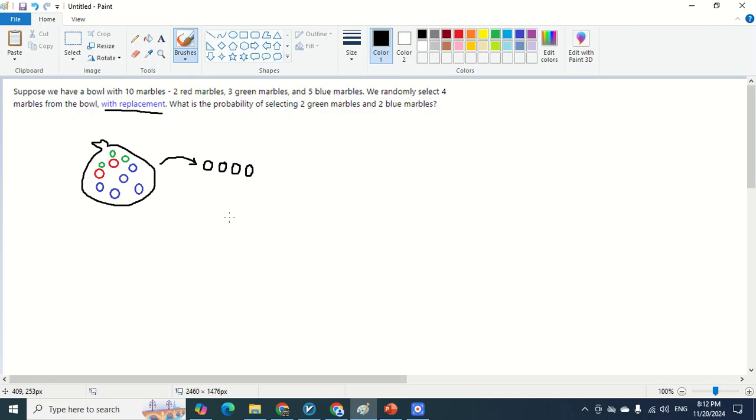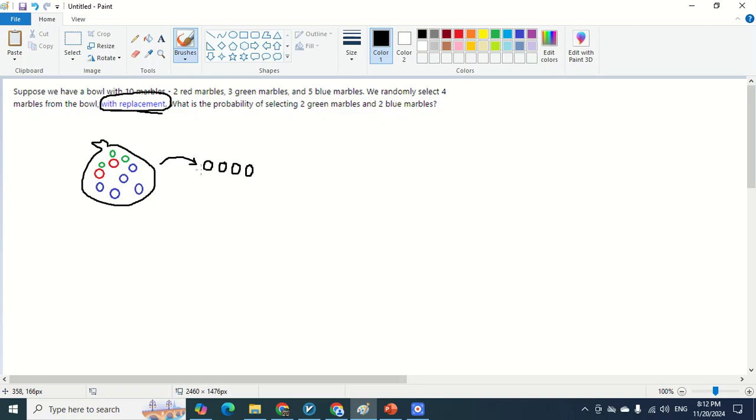When the replacement is allowed, when we replace it back and then again take it out, it means that the probability of getting green, for example, is not changed. It's totally independent right now. So it's an important word that we have over here. With that simple phrase, we change the question totally.